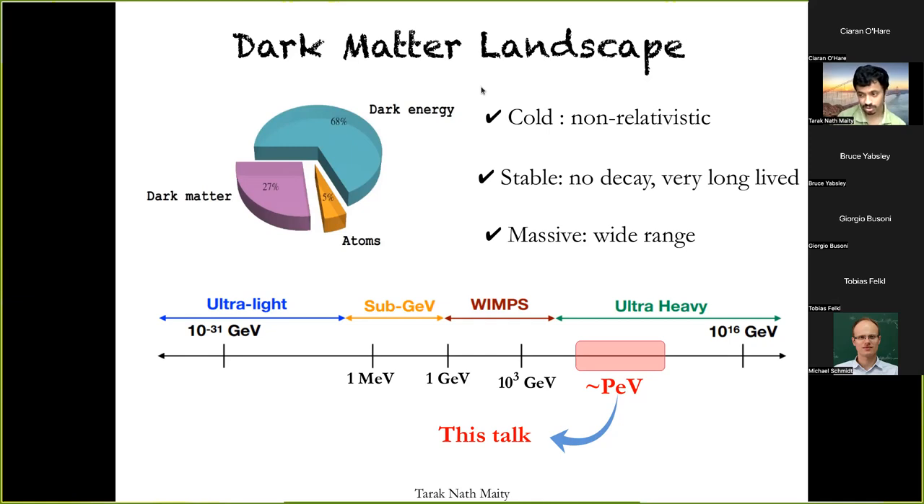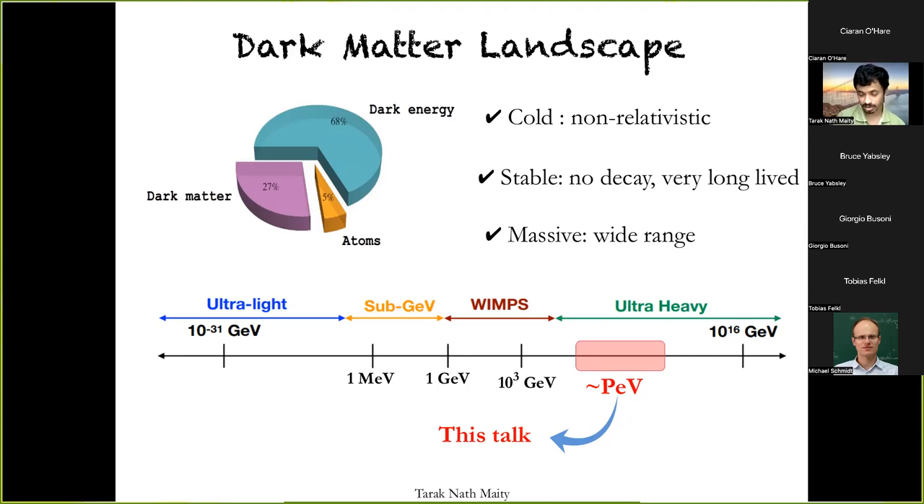We know it should have certain properties. It could be cold, in the sense that its velocity should be much smaller than the velocity of light, so it's non-relativistic. Having said that, there are certain scenarios where it could be warm, which is neither relativistic nor non-relativistic. It must be stable, because if it were not stable, then such a huge amount of matter would not be there in the universe. So it has to be stable on the cosmological time scale.